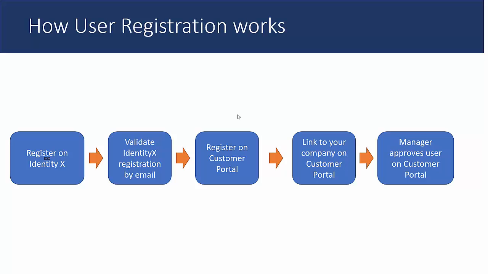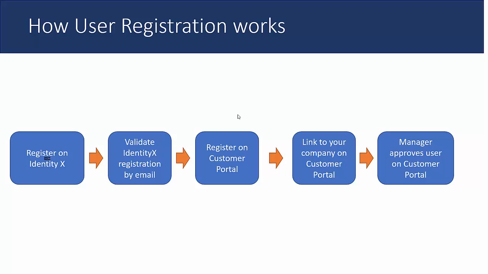Once they have registered on Identity X, the user needs to validate the registration by clicking on a link in the email. This ensures that the email that the user has provided is a direct link to that person and that the correct person is registered.